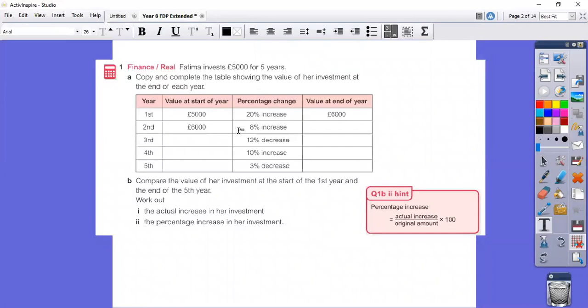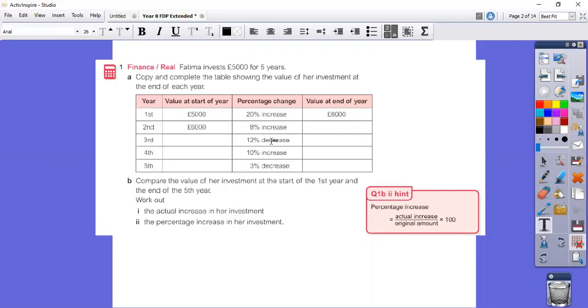But this time she receives an 8% increase. So what would be the multiplier for 8% increase? That would be 1.08. So at the end of year 2, she will have an increase by 8%. And this increase by 8% will go over into year 3. So at the beginning of year 3, she will have the 6,000 plus the 8% increase. Then this amount will be reduced by a 12% decrease, sorry.